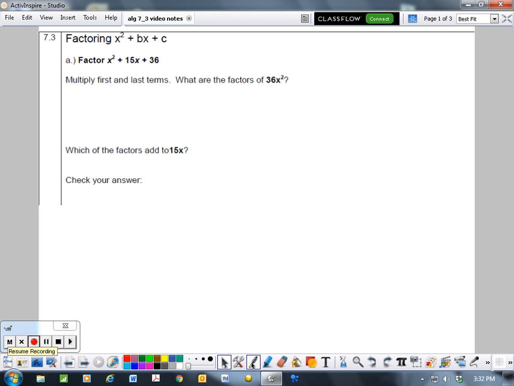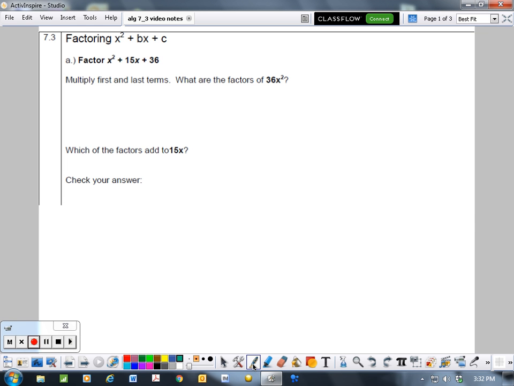Okay, algebra students, so we are going to continue working on this idea of factoring. And sections 7.3 and 7.4 in chapter 7 are probably the most important sections you could ever learn in math at all. We use this concept of factoring in algebra. We use it in geometry. We use it in algebra 2. We use it in pre-calculus. We use it all the time.